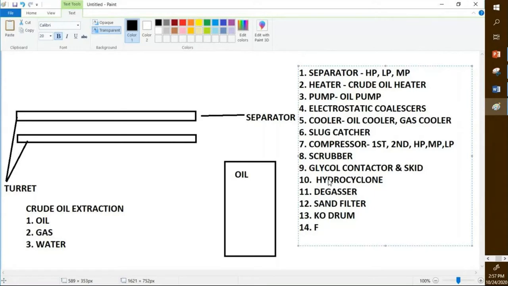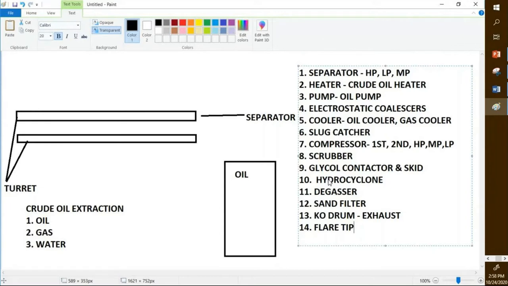This is for the flare system, right? Knock out drum. The KOD drums collect the exhaust gases, and from there it goes to the flare tip. In the flare system, all the exhaust gases will be collected and transferred to the flare tip. So most probably these are the vessels available in the FPSO, for the oil and gas.